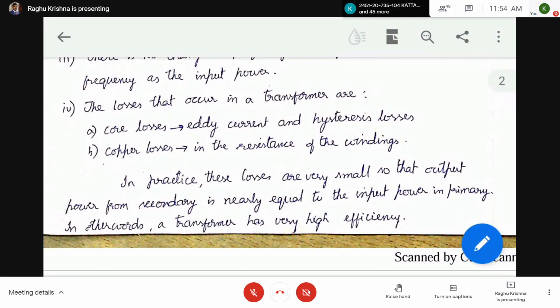Next, in practice these losses are very small, that is core losses and copper losses are very small. So output power from secondary is nearly equal to the input power in primary. Output power is equal to input power if you neglect these small losses. Transformer has very high efficiency when compared to other electrical machines because losses in a transformer are very less.